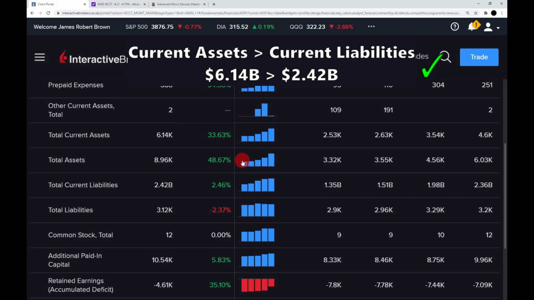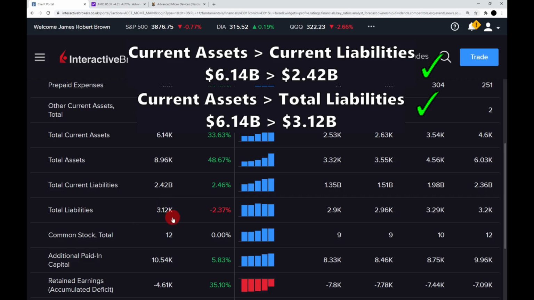Step 6 are the current assets greater than current liabilities, and the current assets of AMD are 6.14 billion and the current liabilities are 2.42 billion, so that's a check as they can pay off all their current liabilities with their current assets. Also looking at their total liabilities, this is actually 3.12 billion, so they can pay off all of their debt completely, so I'm giving them an extra check mark for that. This is quite rare, doesn't often happen, so good news on AMD.